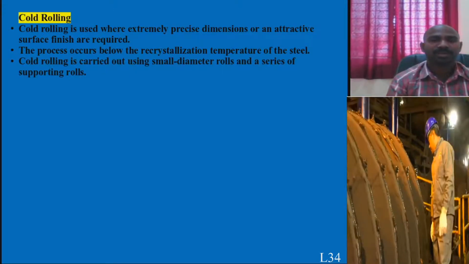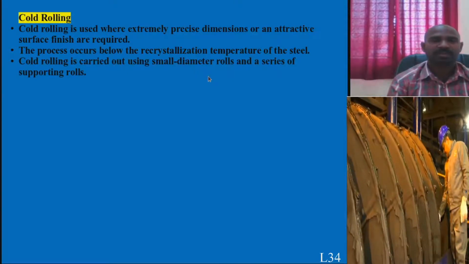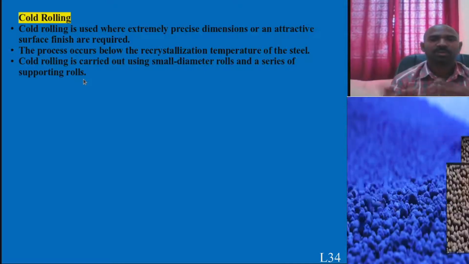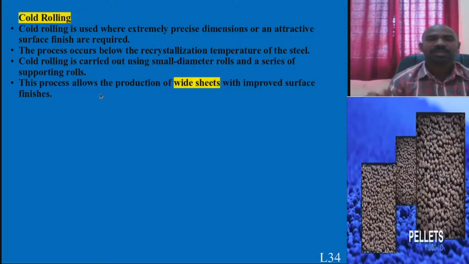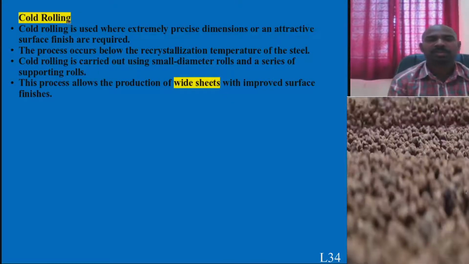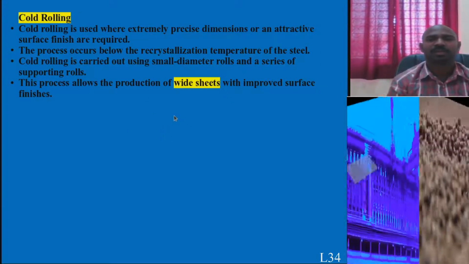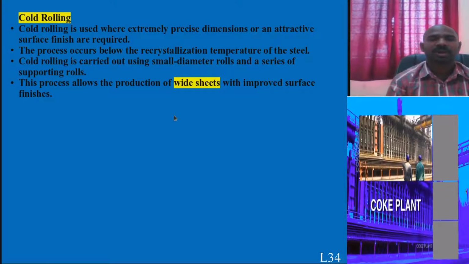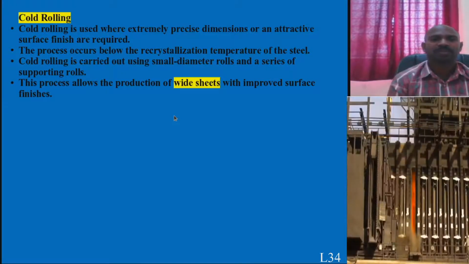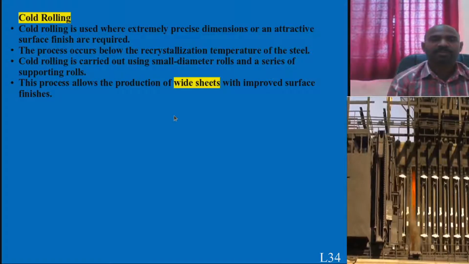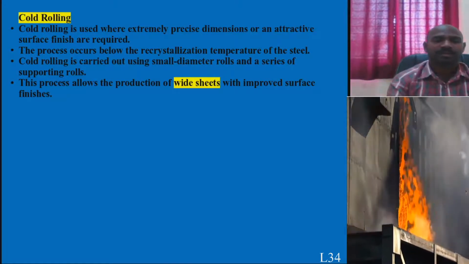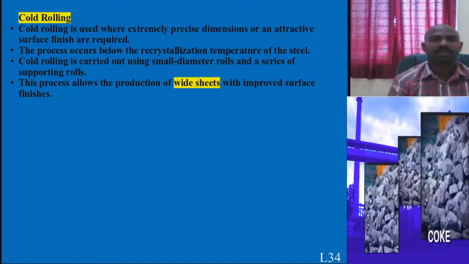Usually you will find a small diameter roll, compared to the hot rolling process, with some supporting rolls chosen in cold rolling process in industry. And wide sheets are produced using cold rolling process, converted from those hot rolled products. After hot rolling, this cold rolling takes place. Hot rolling products are taken and wide sheets with good amount of ductility and good surface finish are achieved.